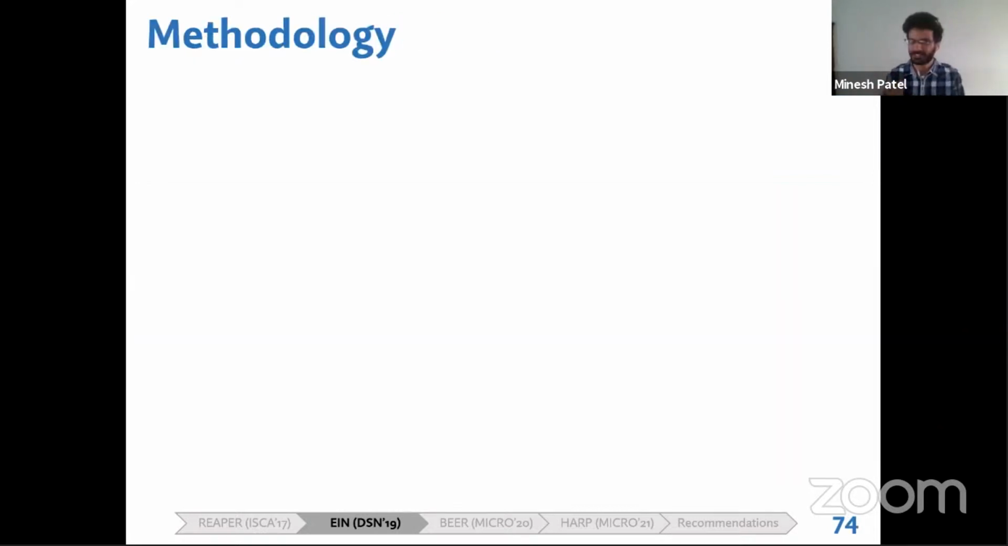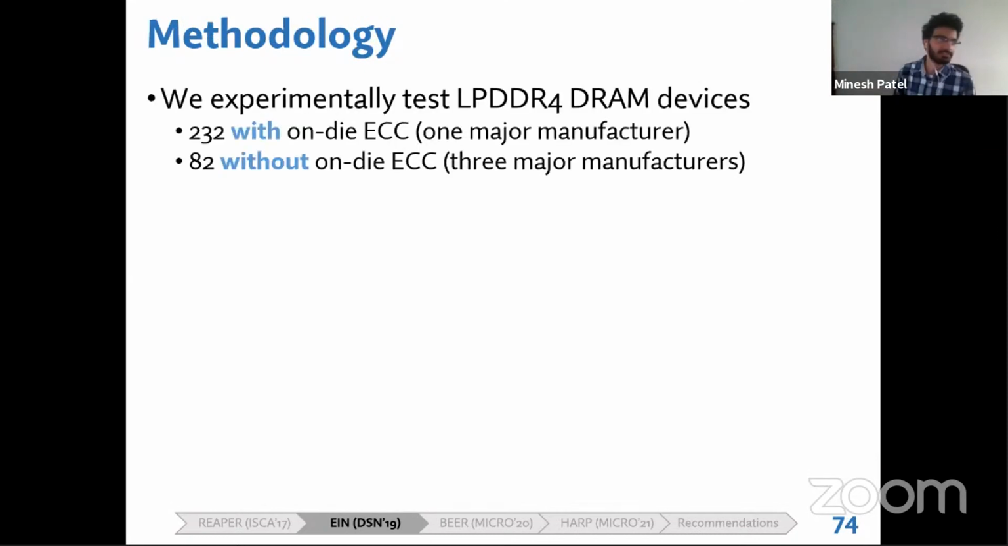But yeah, I'll start off by describing our experimental methodology. Similar to the previous paper, we experimentally test LPDDR4 DRAM devices. Here we have 232 devices with on-die ECC coming from one major manufacturer who was using on-die ECC at the time of this work, and 82 devices without on-die ECC, which come from across all 3 major manufacturers.